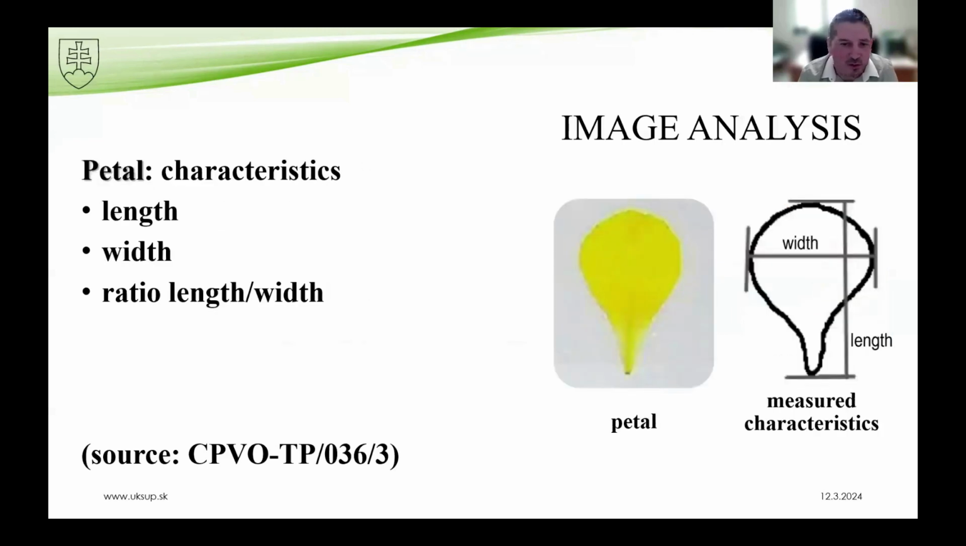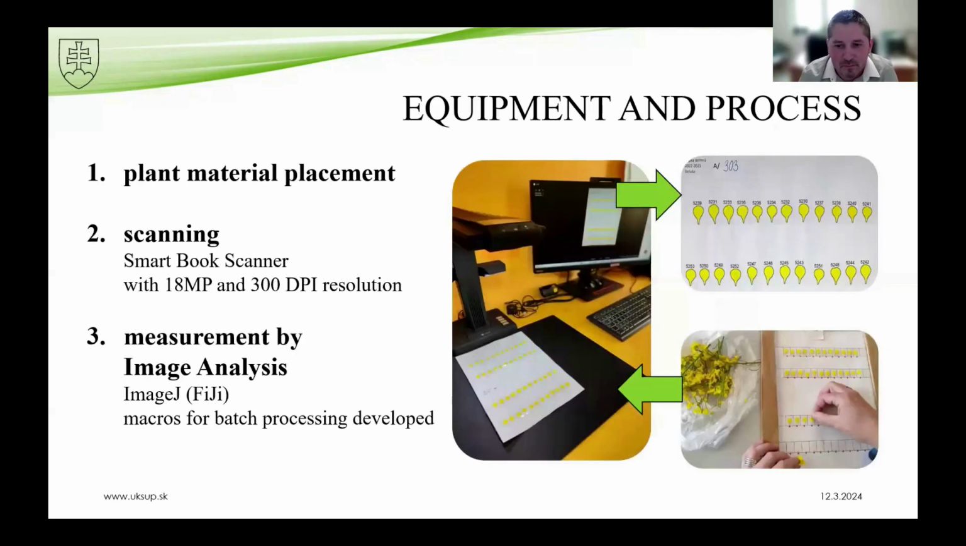The similar situation is with the characteristics for petals. As the flowering period of rapeseed is very short and is very often affected by weather conditions, we have to measure all 3 characteristics on each petal very quickly. Namely, we observe and measure length, width, and ratio of length to width. Next slide.